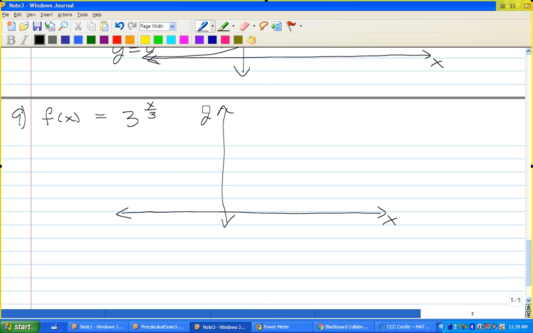Again, it looks like the graph of y equaling 3 to the x. But then we have to stretch it by a factor of 3. So it should look something like this. You're only stretching the x-axis, so this doesn't change. The y-intercept is at 0, 1, and the asymptote is just the x-axis, y equaling 0.